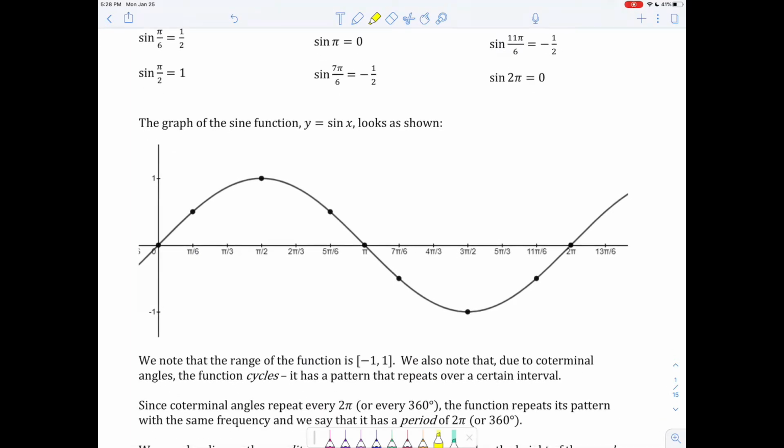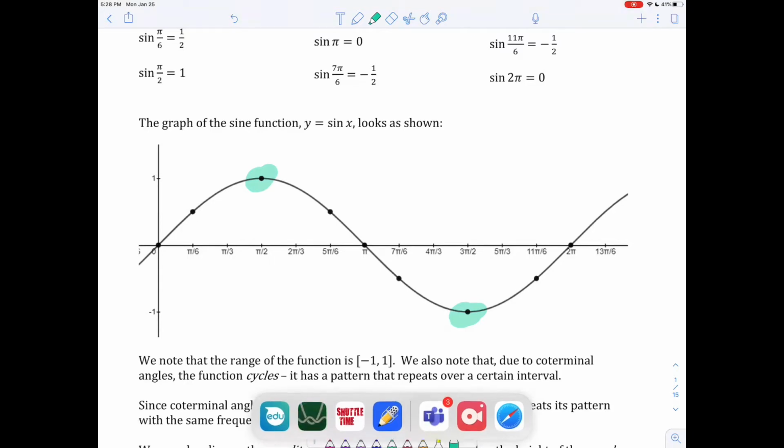So one thing worth noting is that the range of the function goes from -1 to +1. So at the very lowest, we're down here. At the very highest, we're up here. And we never exceed that. That's something we're kind of familiar with in terms of what is valid and what isn't valid when we're, say, solving a trig equation. One other fun thing is that this function actually cycles.